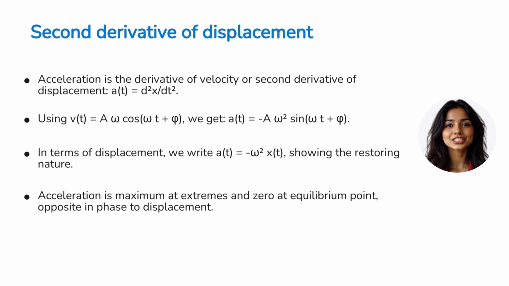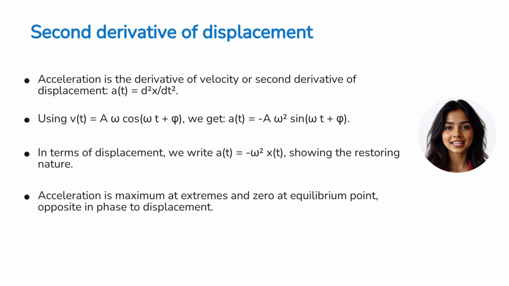Starting from our velocity equation, v of t equals A times omega times cosine of omega t plus phi. If we differentiate that, we get acceleration of t equals negative A times omega squared times sine of omega t plus phi. Notice the negative sign? That means acceleration is always directed opposite to displacement, pulling the particle back towards the center. This is called a restoring force in action.